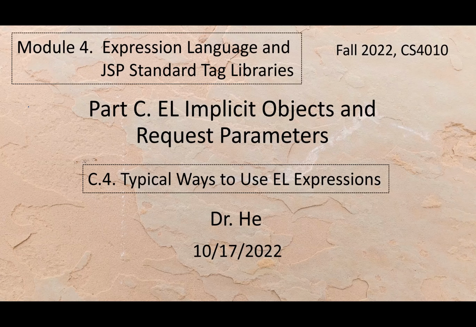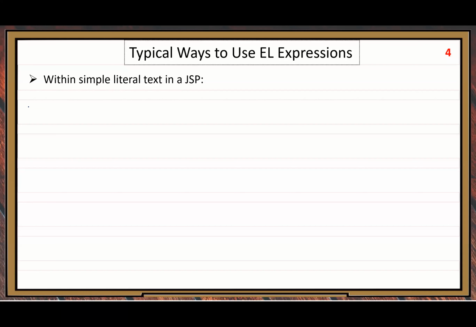C.4, typical ways to use EL expressions. Within simple literal text in a JSP. Last time I mentioned, the typical way when we use EL to display data in a JSP, we use them in the HTML environment, not the Java environment. Remember, not the Java environment. It should be in the EL environment. Here, simple literal text, that's the HTML environment. Here you can see the example.